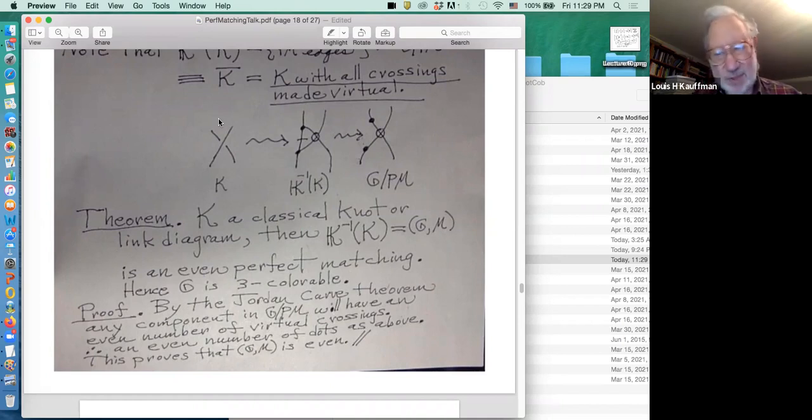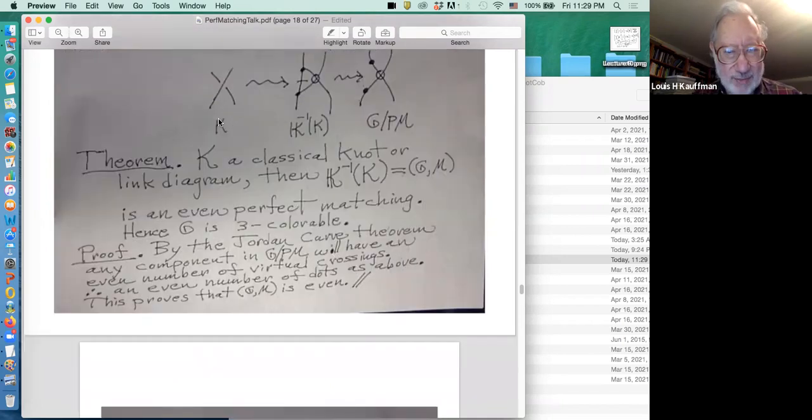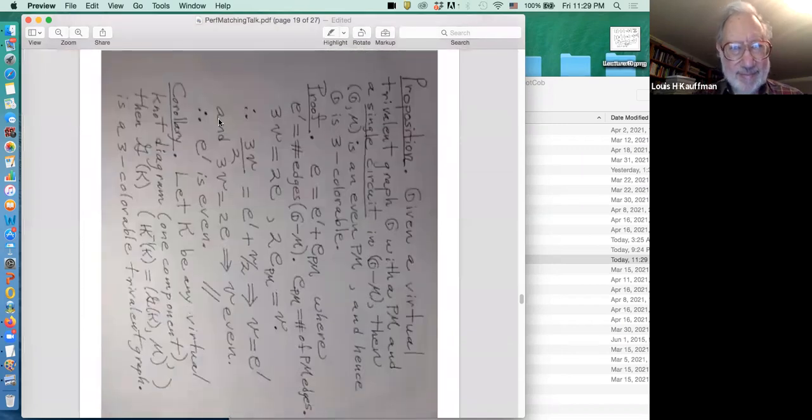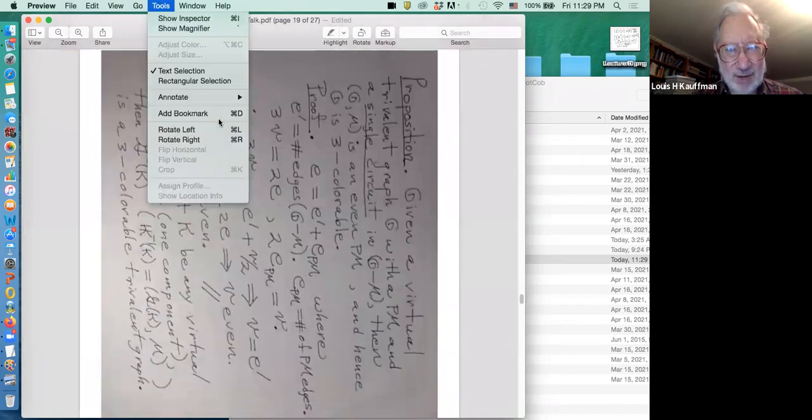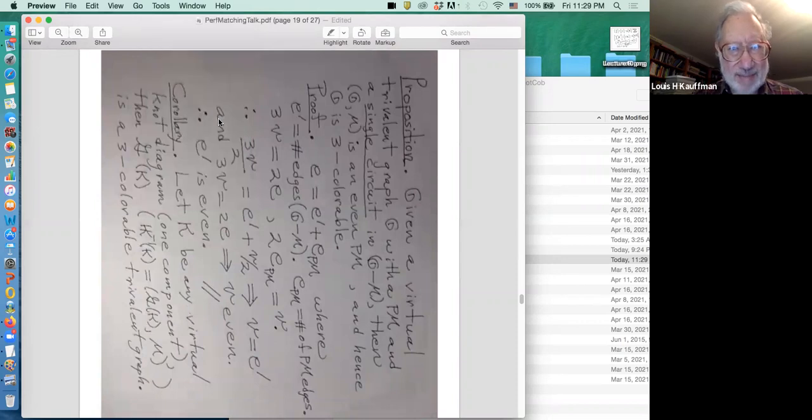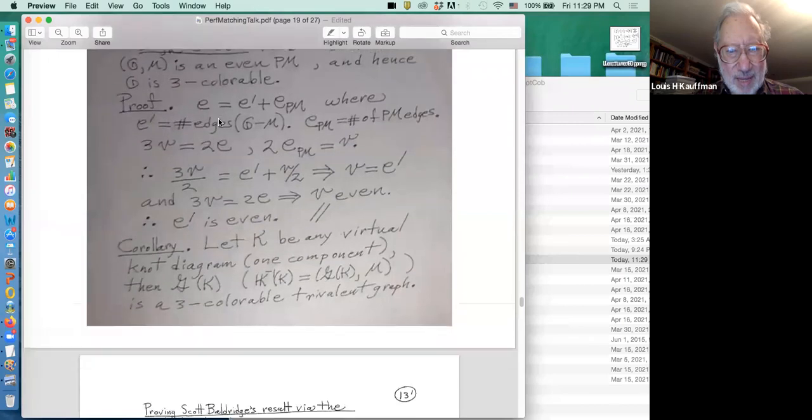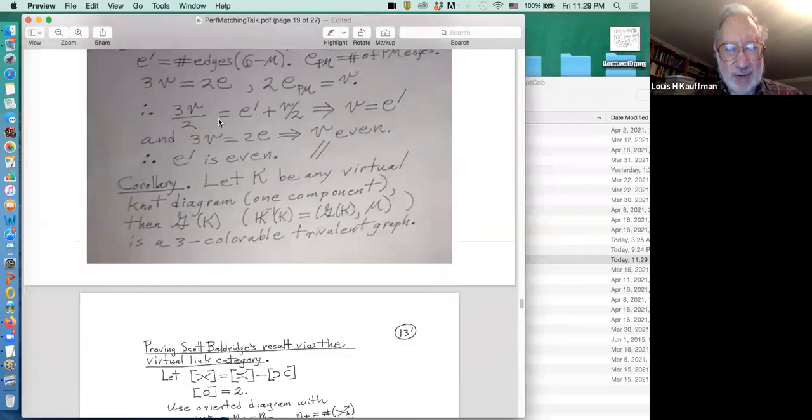I'm just telling you some results without reciting proofs, because you can have fun looking at the notes anyway. If you have any virtual knot diagram and you let script G be the inverse K-map applied to it, then it's a three colorable trivalent graph, any virtual knot diagram. Knot diagram, but not link diagram. Link diagrams can be not three colorable.